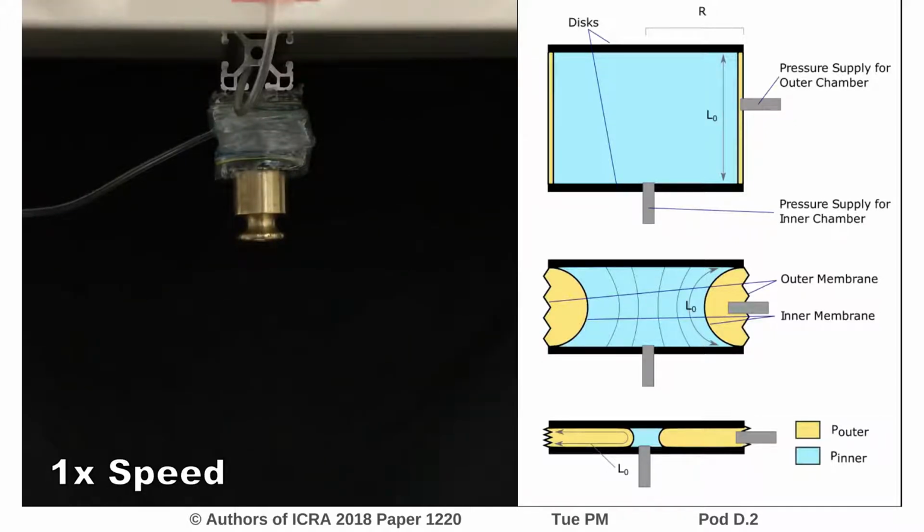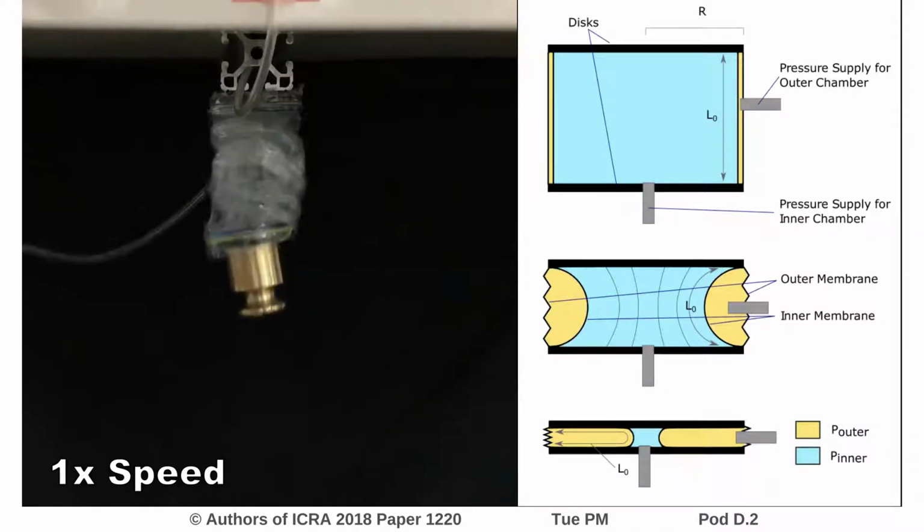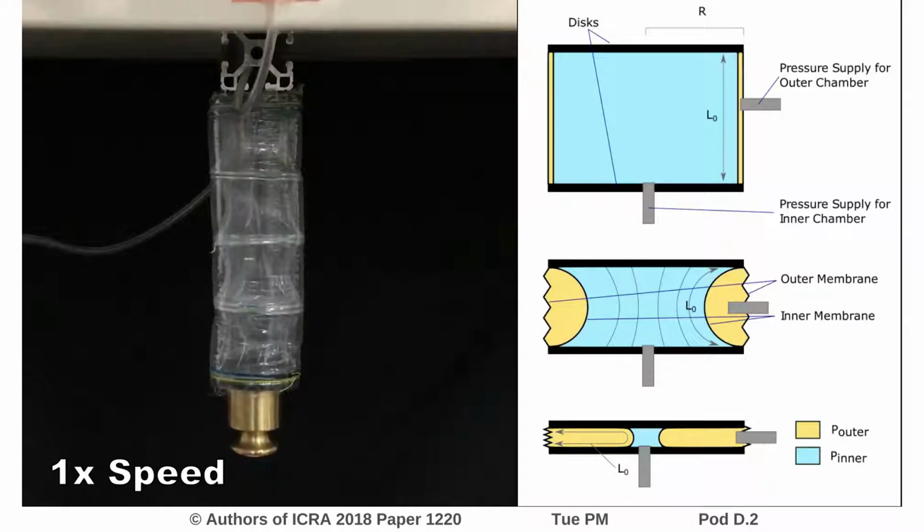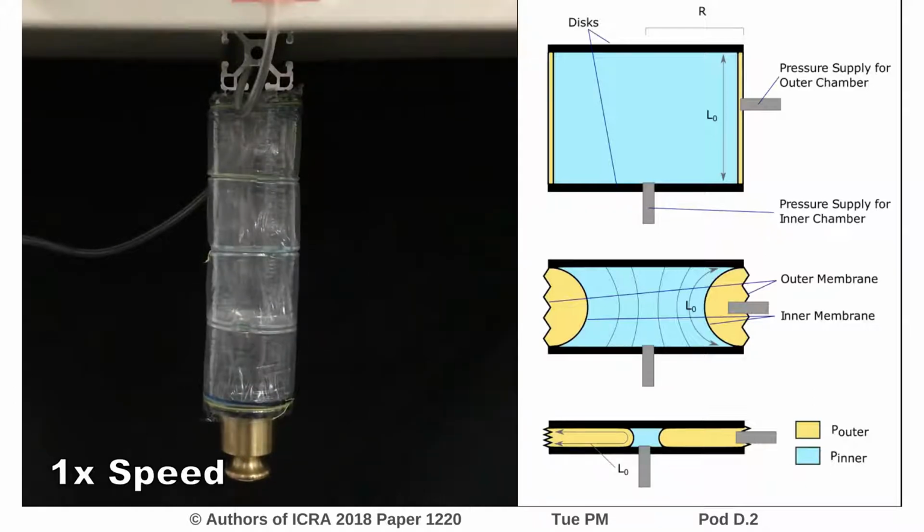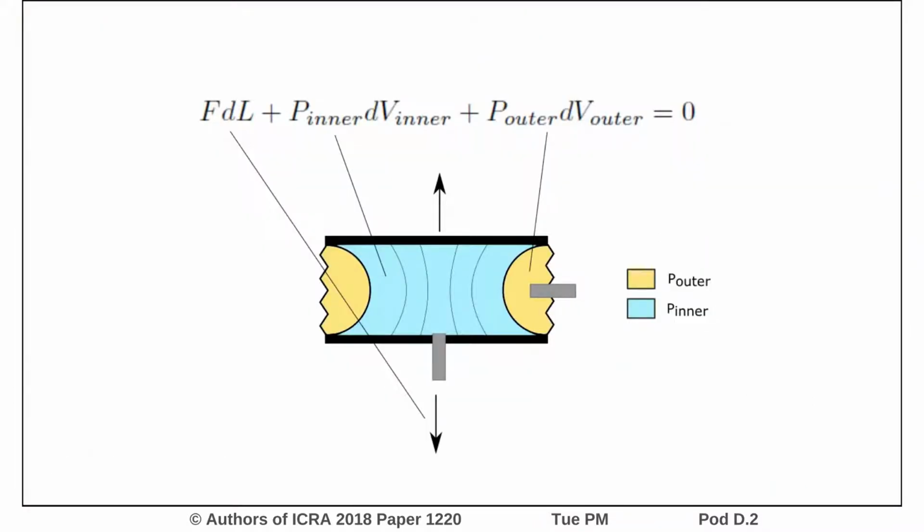The membrane is flexible but not stretchable, meaning that deformation occurs by wrinkling. The inner membrane wrinkles longitudinally, while the outer membrane wrinkles circumferentially. We use the principle of virtual work to develop a model relating the input pressures to the actuator to the resulting force and stiffness. We imagine a virtual axial displacement and equate to zero the sum of the work done by the two pressure chambers and the work done by the axial force.